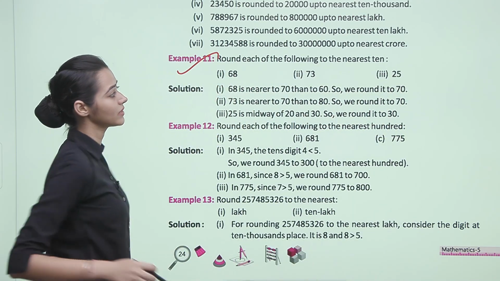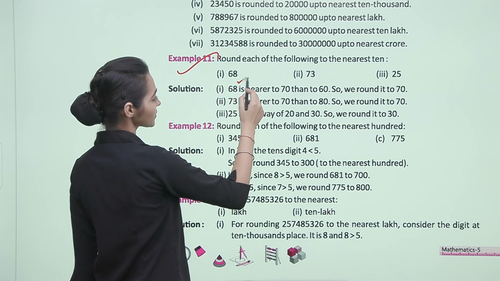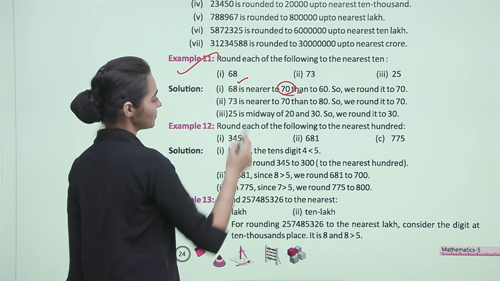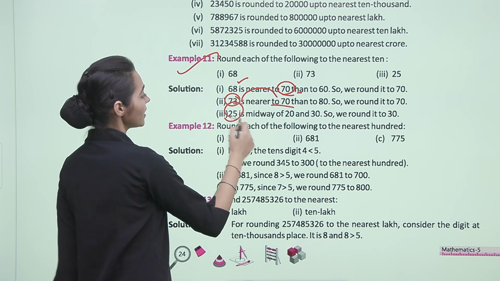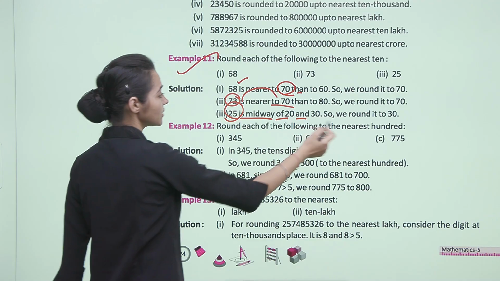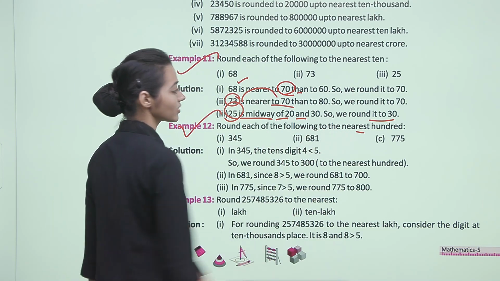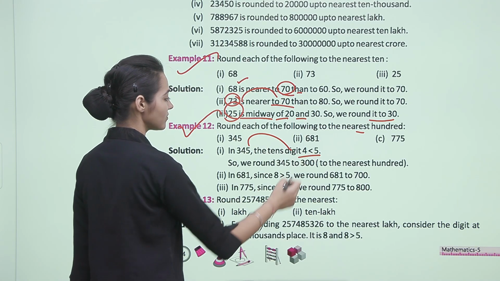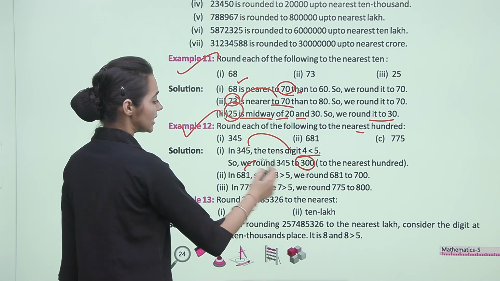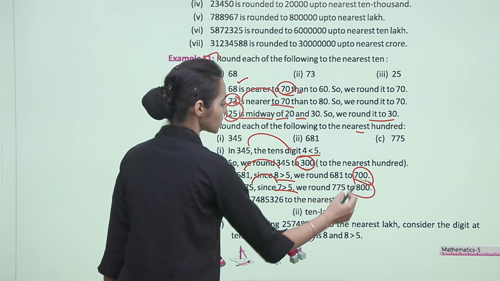Now let's look at example number 11. We have to round off these numbers to the nearest 10. So we know that 8 is greater than 5, so that changes to 60. 73 changes to 70 in nearest 10. 25 is midway between 20 and 30, so it will round off to 30. Now in the next one, we have to round off to the nearest 100. So 345, we know that 4 is less than 5, so that changes to 300. 8 is greater than 5, so it changes to 700. 7 is greater than 5, so it changes to 800.